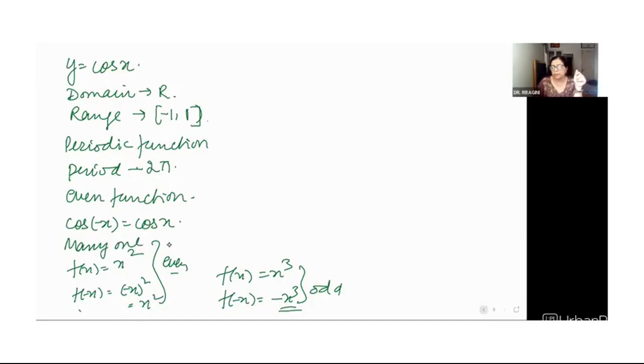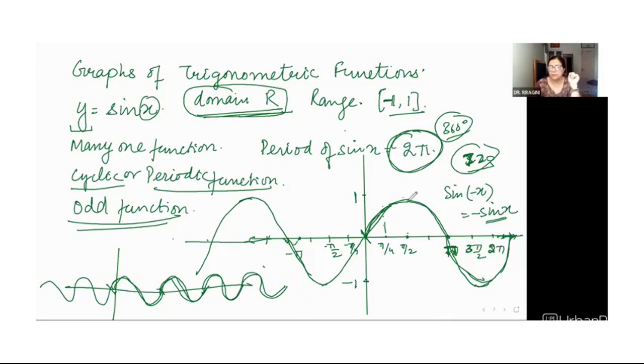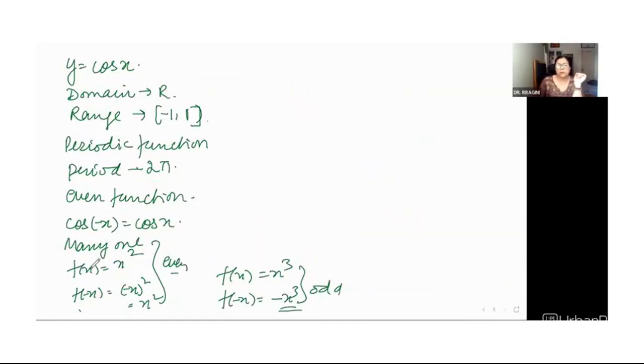Why is it many one? Now let me explain this concept too. Many one means, see, for this value pi by 2, we have 1. For this value, we have 1. So for multiple values of x, all these x's are different, but you are getting the same y. I have told you in functions also, like when we have minus 1 related to 1, 1 related to 1, multiple values of x give the same value of y. It is a many one function. So I have written all the characteristics of cos x here.